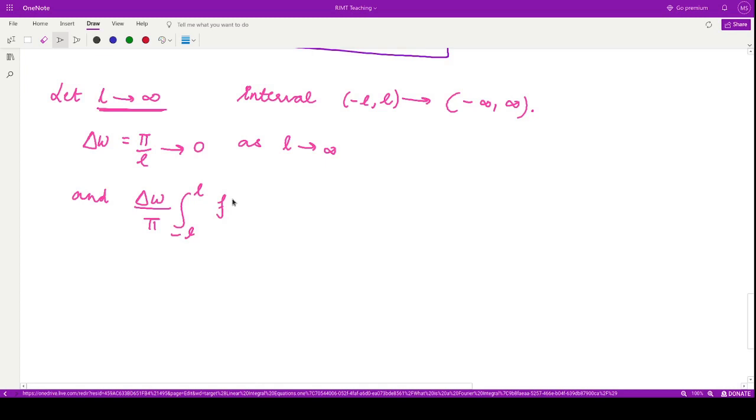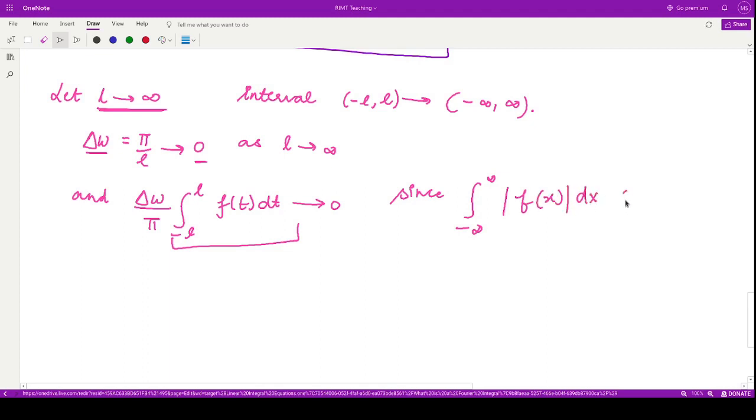Moreover, in addition to this, the term delta omega by pi integration minus L to L f of t dt would tend to 0 because this delta omega is going to 0, and this quantity is given to be absolutely convergent, so its value would be some finite number. So 0 into a finite number would tend to 0, right? Since the integration from minus infinity to infinity of modulus of f of x dx converges, it will give you a single, finite value over here, right?